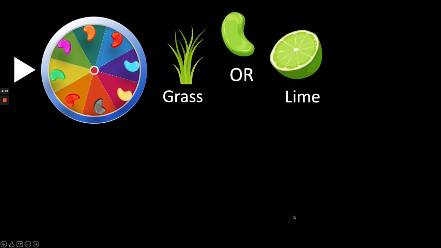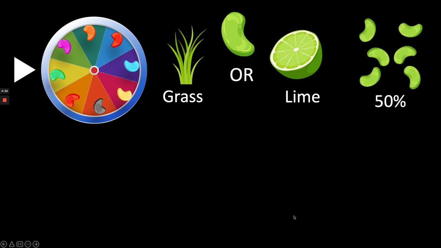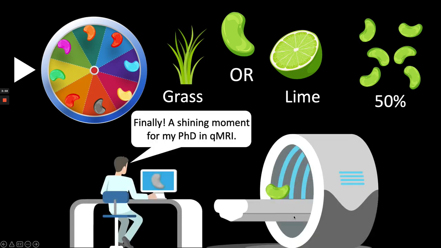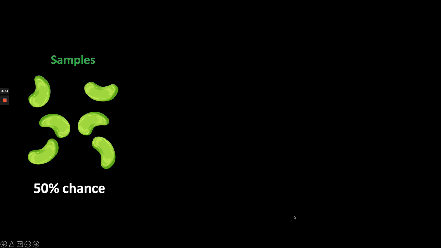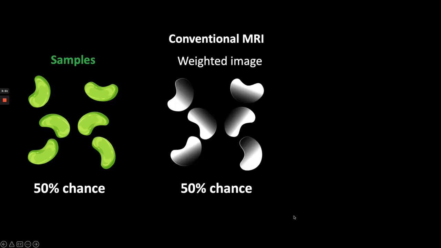So now imagine that we spin the wheel to pick a green jelly bean. They taste either like grass or lime, which is the desired aroma here, and we have 50% chance of picking what we want. So if we can stick with imagination here, quantitative MRI could help us do better than 50%. If we scan the beans using conventional MRI, such as a T1 weighted image, the odds are still the same. Of course, we can see through them in this case, but there is nothing specific to either flavor.